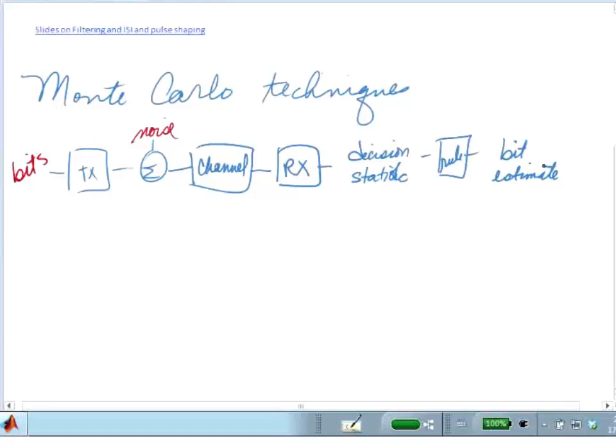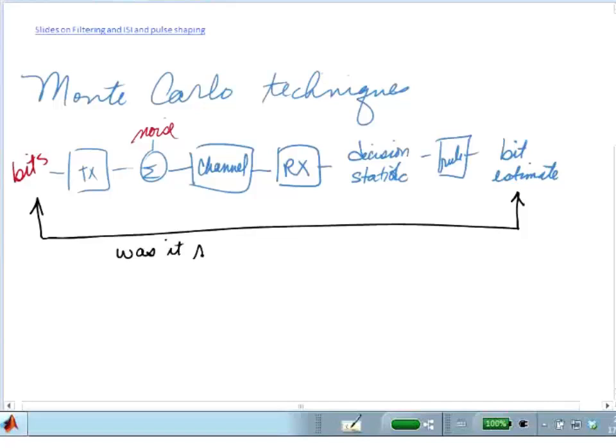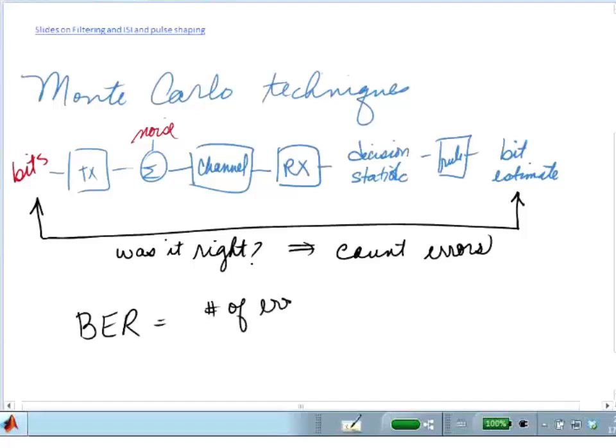So this is what my Monte Carlo simulator will do. It will generate bits. It will generate noise samples. It will run them through this numerical simulator where each one of these boxes is implemented numerically. And then, since I'm in a simulator, I know what the real bits were. I know what the bit estimates were. And I just ask the question, was the decision I made correct? And if not, I count the errors. And I estimate the bit error rate as being the number of errors divided by the number of trials.